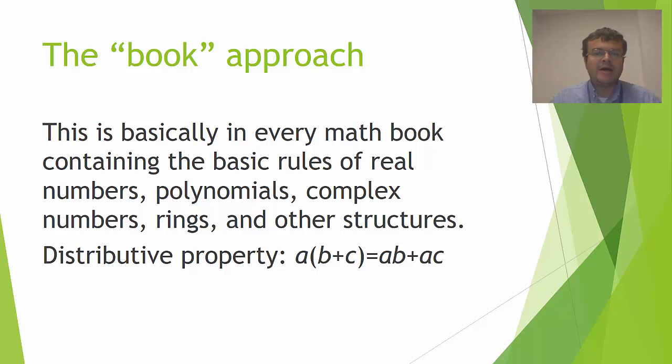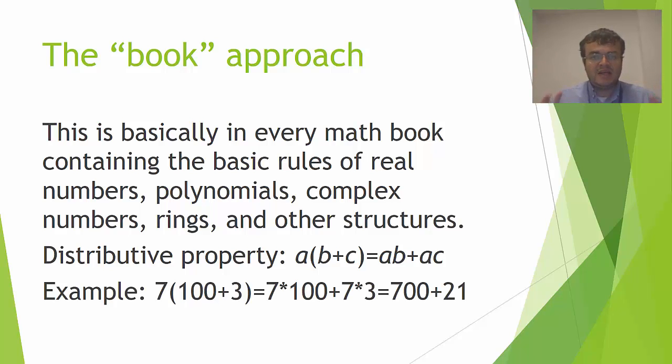That's the basic idea. And you get an example, let's say 7 times (100 plus 3). So you get 7 times 100 plus 7 times 3. You get 700 plus 21, 721. You can check on your calculator. 7 times 103 is actually 721. Everything works perfectly.